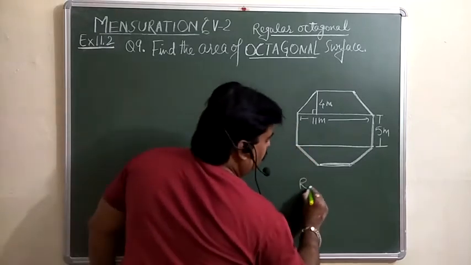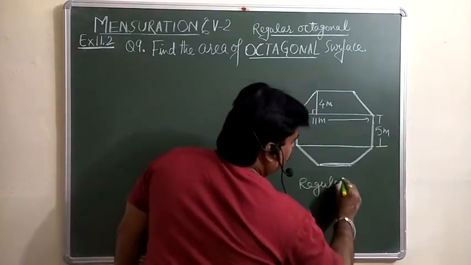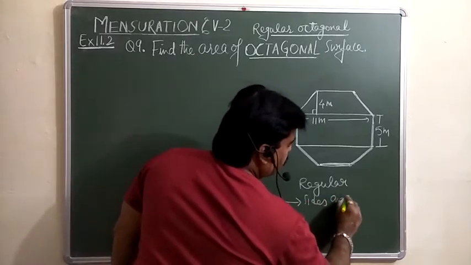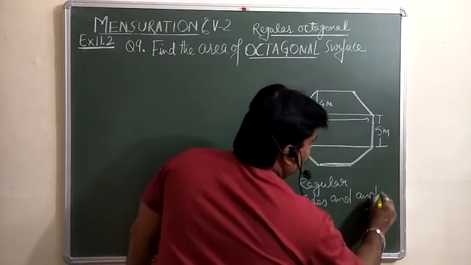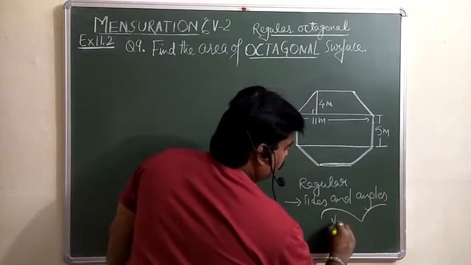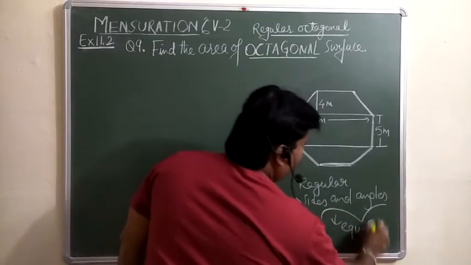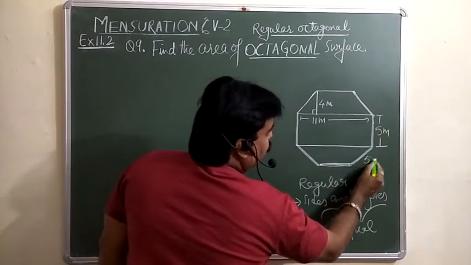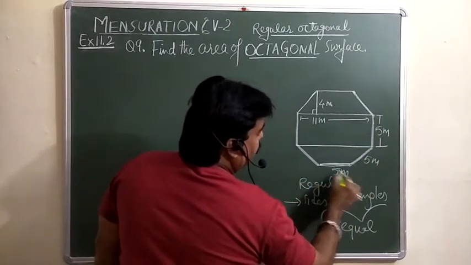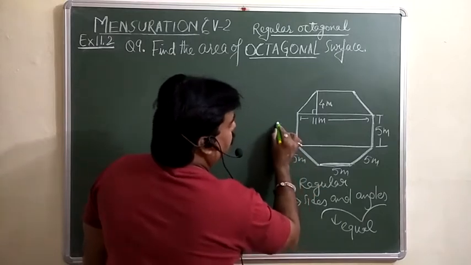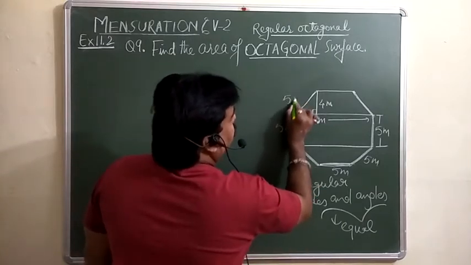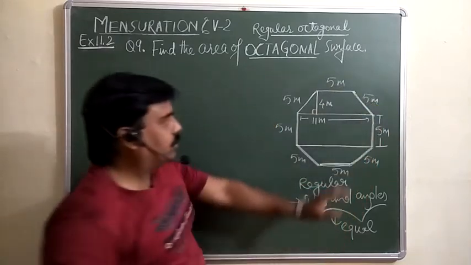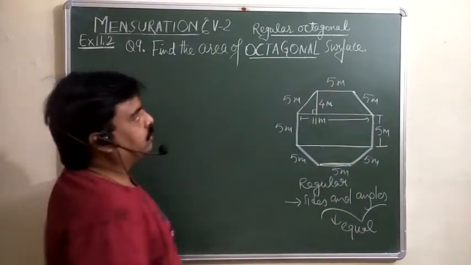If any figure is regular, keep in mind that its sides and angles will be equal. All the sides will be equal, like this is given 5 meter, this one also 5 meter, this is also 5 meter. All the sides will be equal, 5 meter. And we want to find out the area of this octagonal figure.